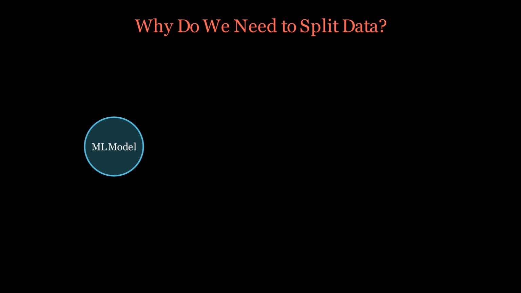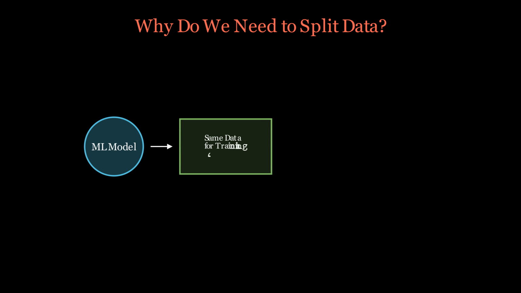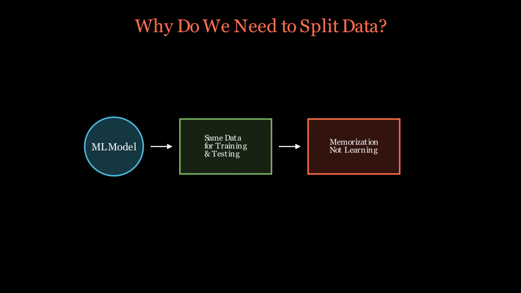When a machine learning model sees the same data during training and evaluation, it can memorize specific patterns rather than learning generalizable rules. This is called overfitting. The model performs well on data it has seen before but fails miserably on new, unseen data.